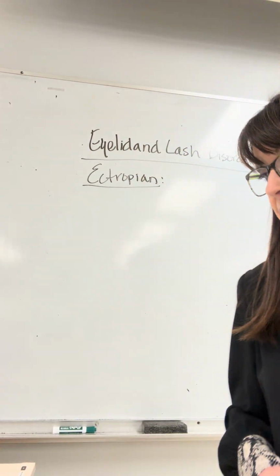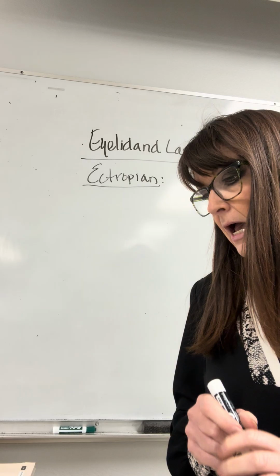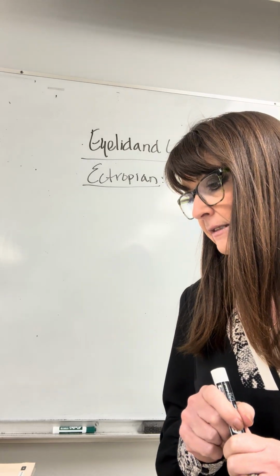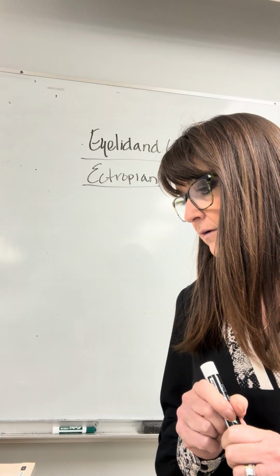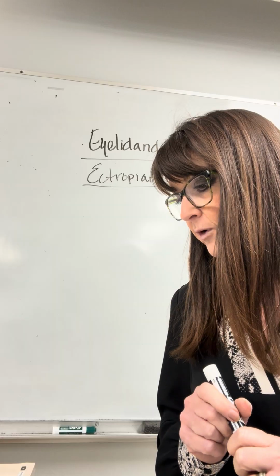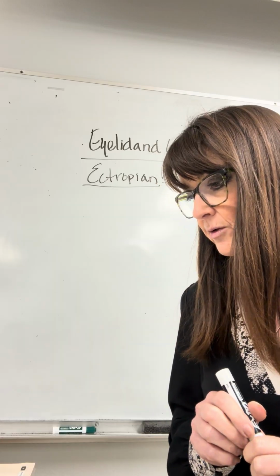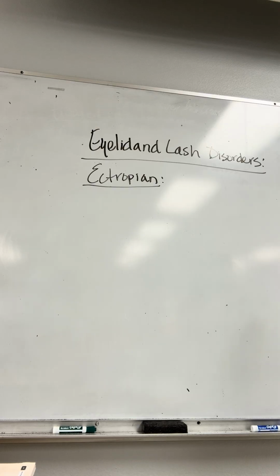Okay, so here are some of the eyelid and lash disorders. Ectropion causes the eyelid and lash to turn outward, usually the lower lids. It involves loss of elasticity of the eyelid tissue and can require surgery to correct. So when you see people whose eyelids on the bottom are shaped this way, they have ectropion eyelids, okay?